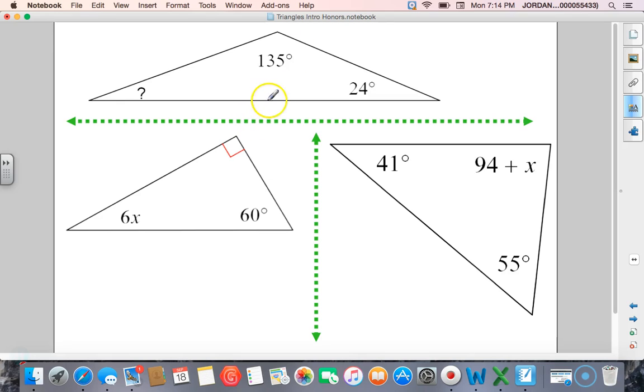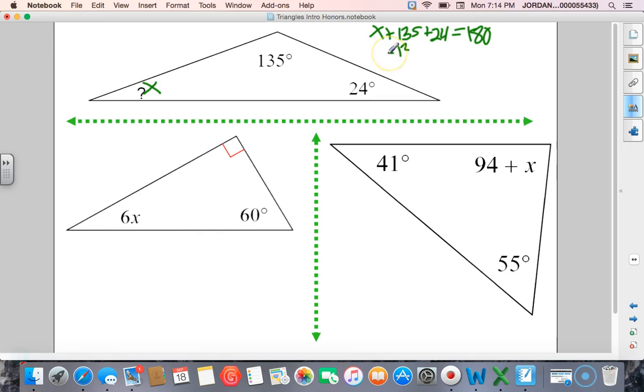So up here we've got a triangle with 135 degrees, 24 degrees, and we don't know this one. But we do know that three angles have to add up to be 180. So if we call this x, we can set up an equation. We can say x plus 135 plus 24 has to equal 180. And then we can solve this.